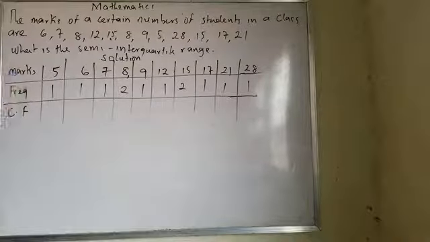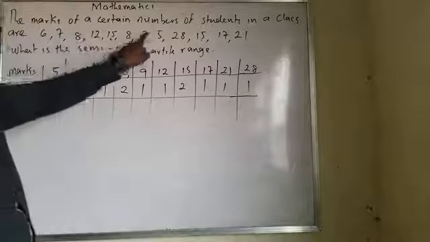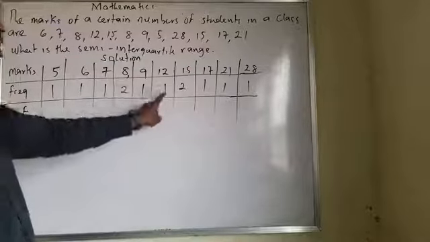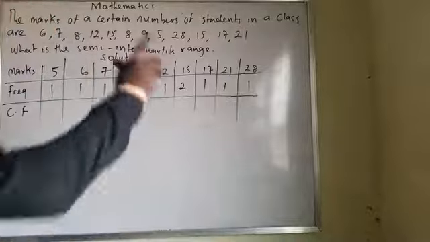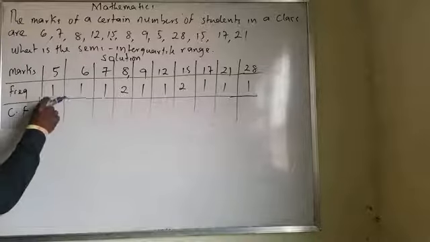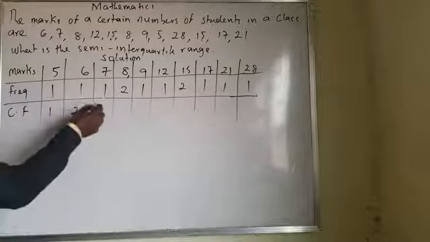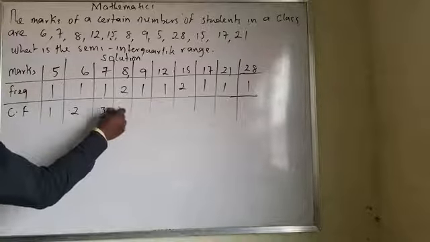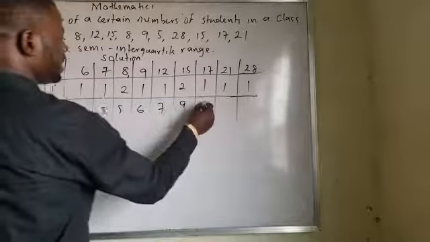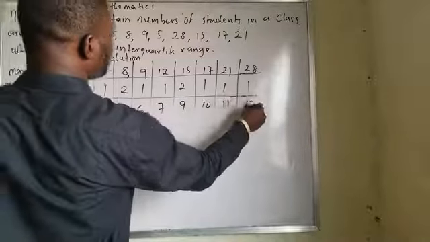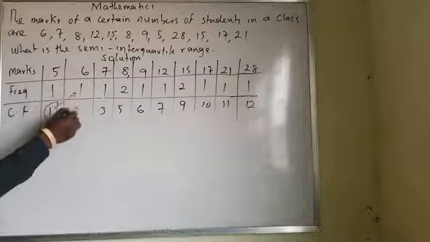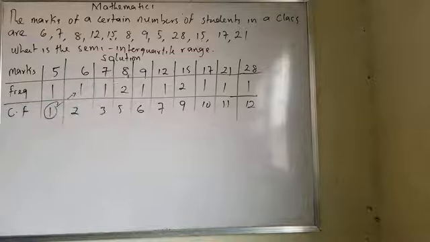Now, add up the frequency, and it will be equal to the total number, 12. That is how to know whether what I've done is correct or not. The next thing I will do is the cumulative frequency: 1, 1 plus 1 is 2, then 3, 5, 6, 7, 9, 10, 11, and 12. That is how to add: you draw the first one down, add it to the next one, and add that to the next one, and you have your cumulative frequency.